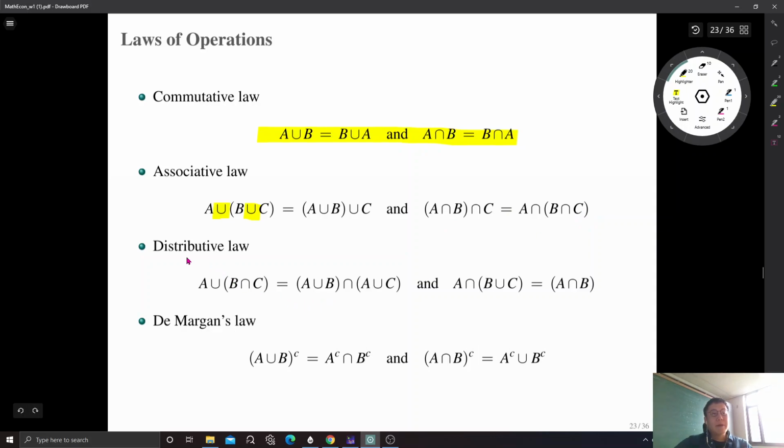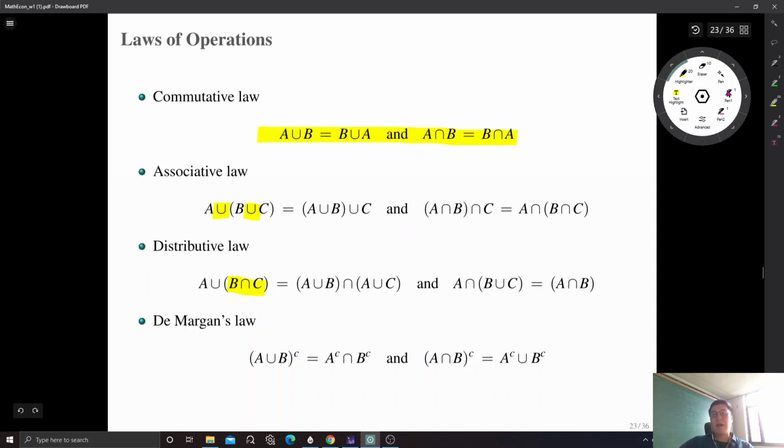And the third law is a distributive law. So here we have A union B intersection C. Here we first take an intersection of B and C, and then we take the union with set A. So we have both operations, union and intersection. Then we have to distribute this union.